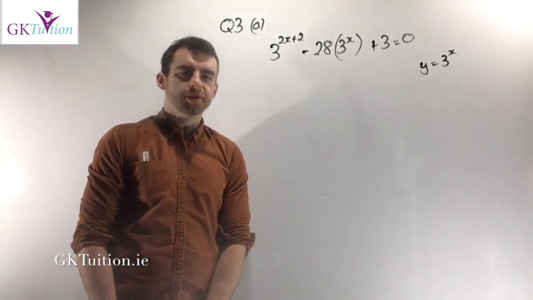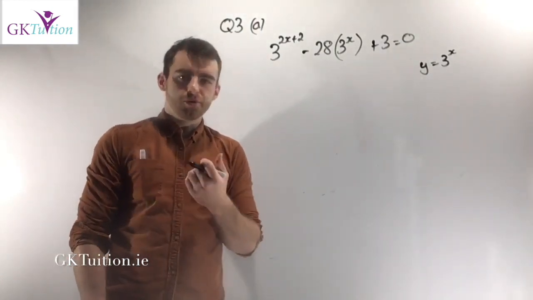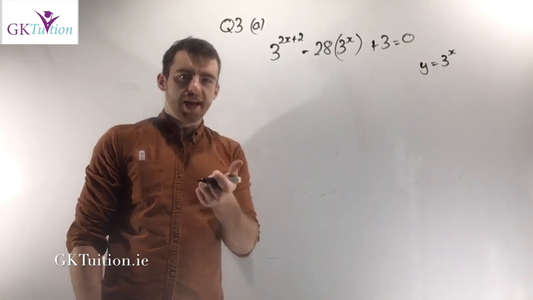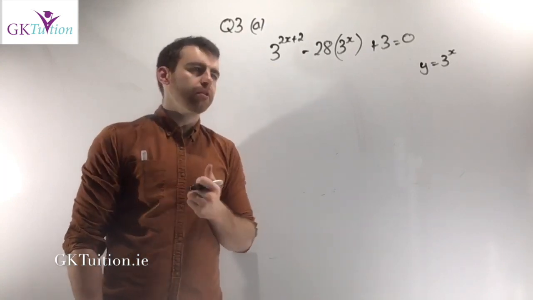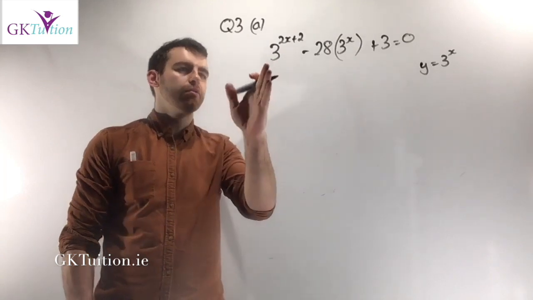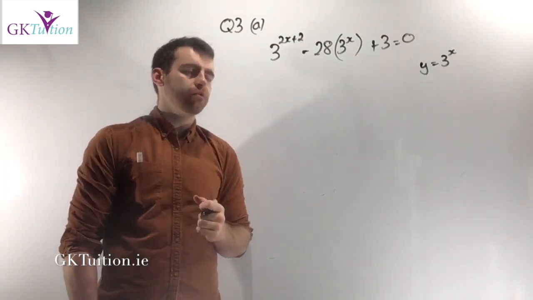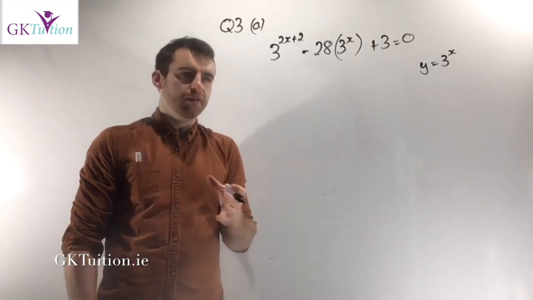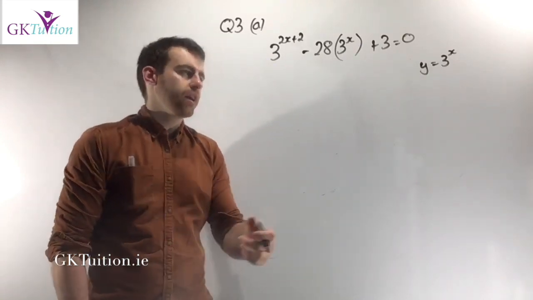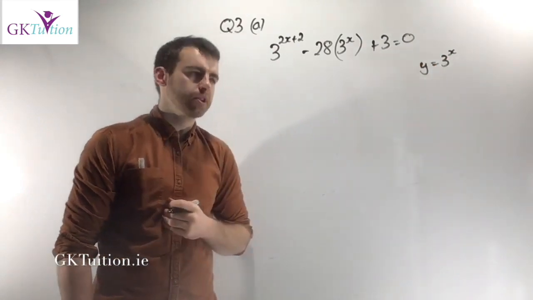Okay, question 3 was significantly more difficult. Question 3, there are 3 parts to it. You get 10, 10 and 5. So the first part of this question, you were given 3 to the power of 2x plus 2 minus 28 times 3 to the power of x plus 3 equals 0. And you were asked to solve to find the values of x. They gave you a hint, they told you to use substitution.